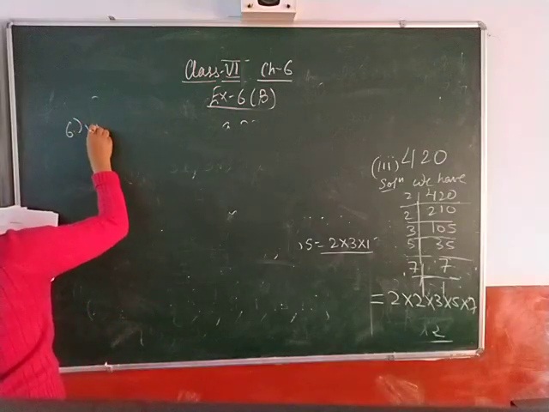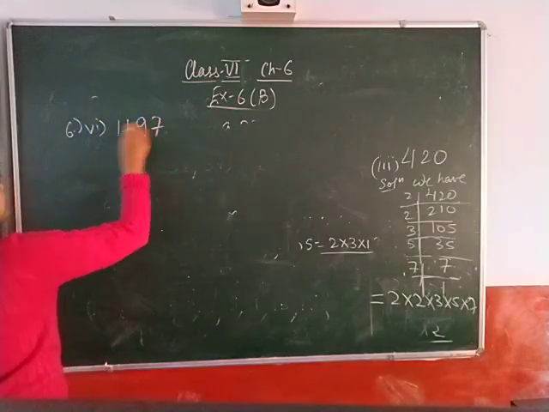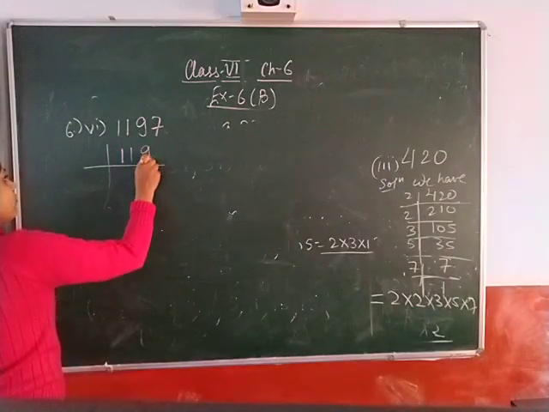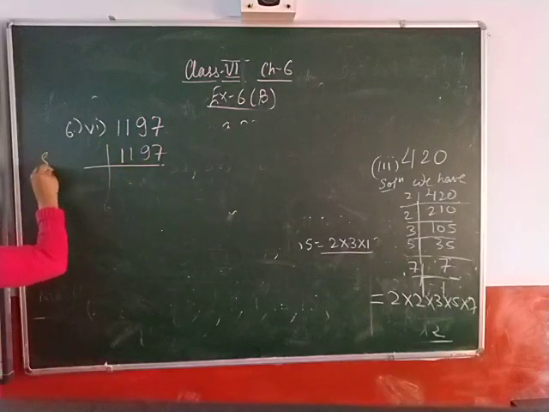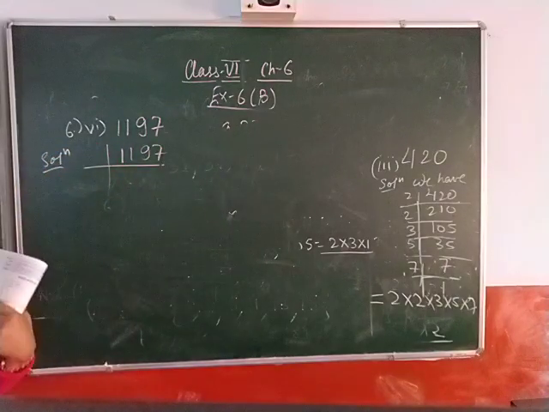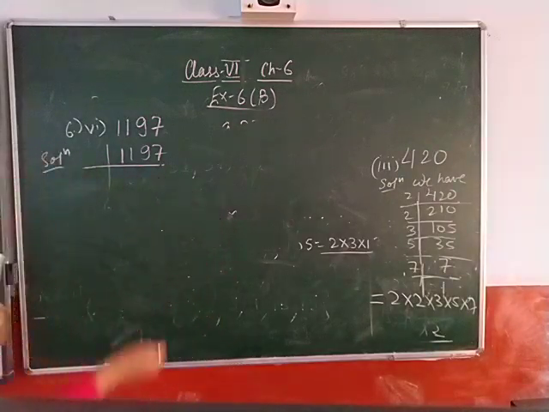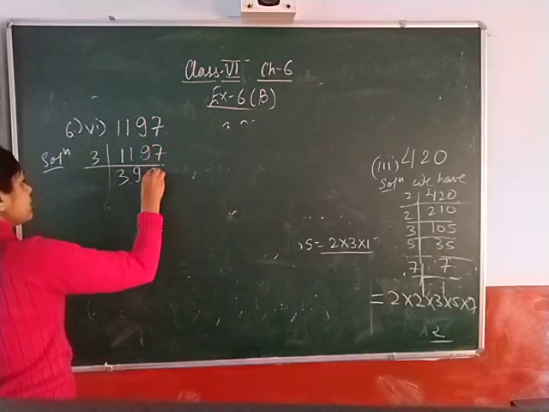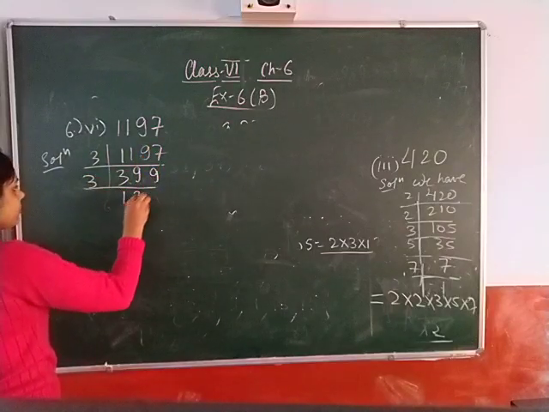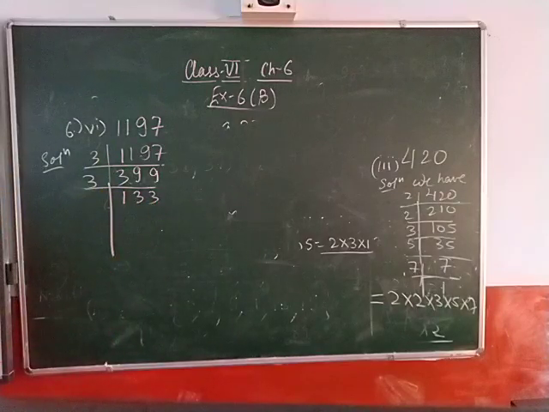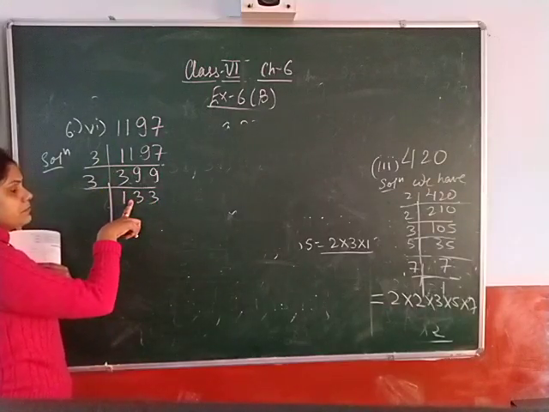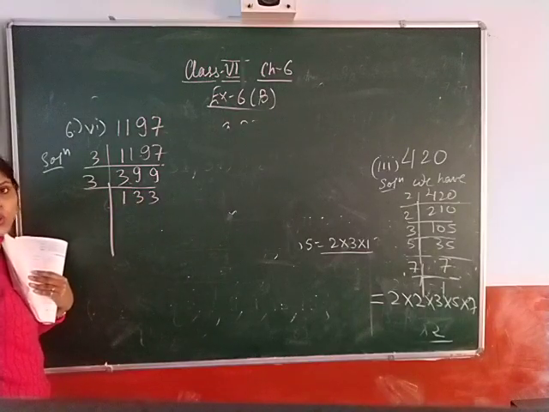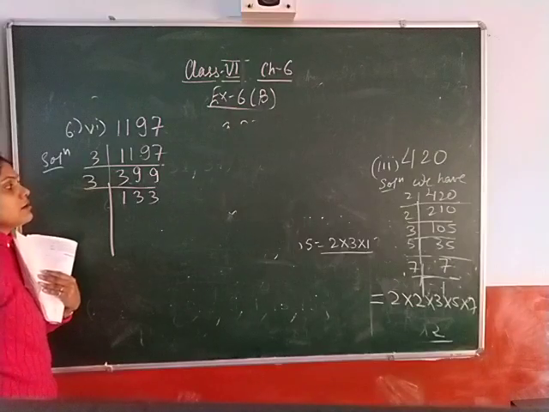6, 1197. If you have to factorize this, how will you do it? 1197. The last digit is 7, that means it is not divisible by 2. We will try 3. Let us do: 3 threes are 9, 10, 11, 3 nines are 27, again 3 nines are 27. Again it is divisible by 3. Now, 3 fours are 12. Okay? It is not divisible by 3. 4, definitely not. 5, no. 6, no.